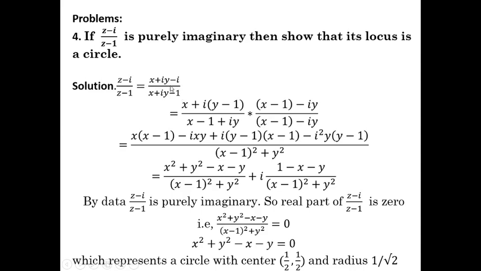Now we have to express these terms in the form a plus i b, complex form. Therefore, we are applying the rationalization. The rationalization term is x minus 1 minus iy. Therefore, multiply and divide by the rationalization term, x minus 1 minus iy divided by x minus 1 minus iy.